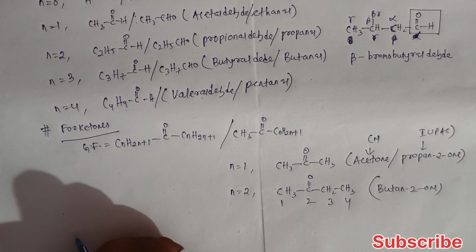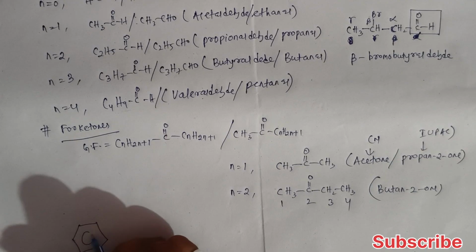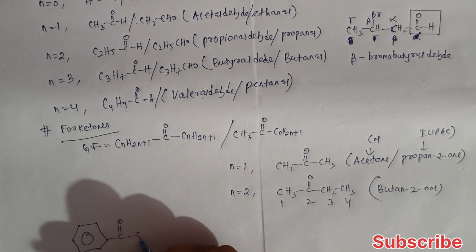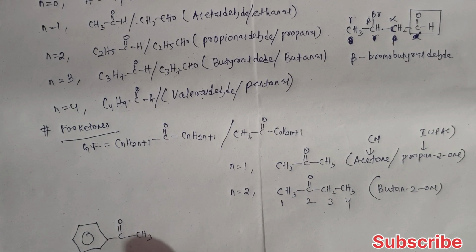But if I tell you only the common name, then some different common names are used. Like if I join a benzene ring with C double bond O CH3, then this is called what?